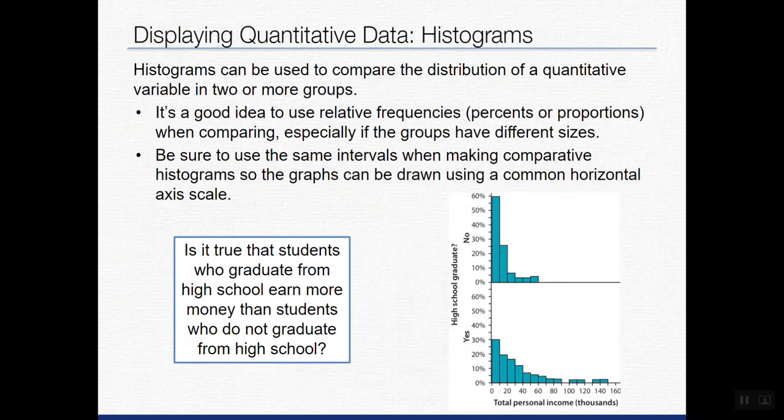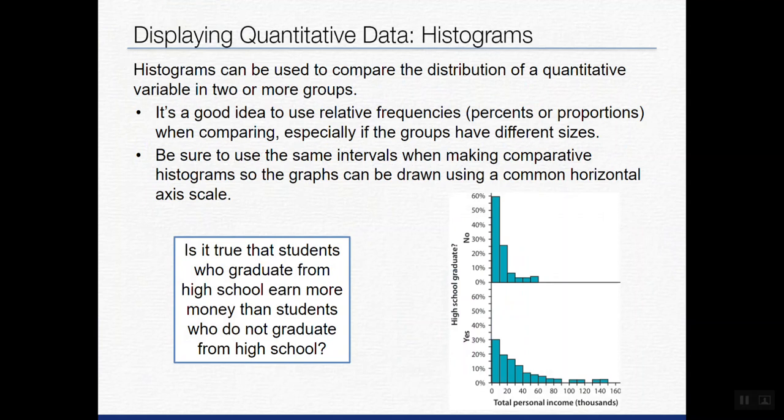Like I mentioned with bar charts, it's good to use percentages because the populations might not have the same size. Then you can try to draw conclusions to see if there is an association between the two variables, whether or not someone is a high school graduate and their income.